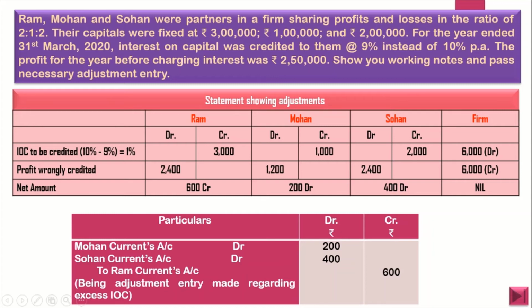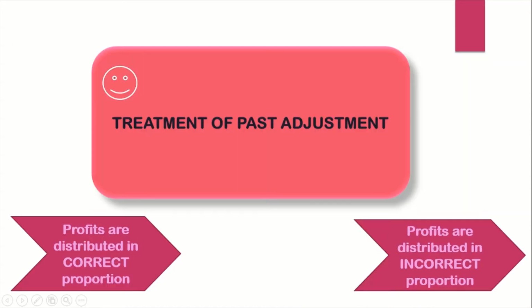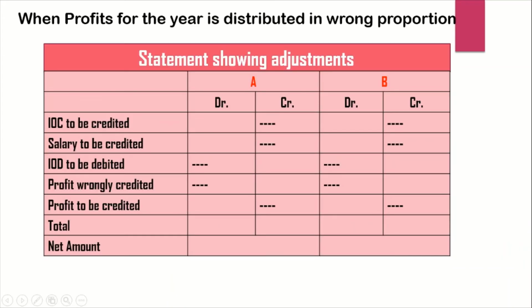Okay, so let's go back and check out here. What we understood here is that when the profit is distributed correctly, we have one column as firm, and we make the correction only in that part of the profit which is wrongly distributed. But if the profit itself is distributed wrongly, of course we have to find out the correct profit. So let's see what it says.